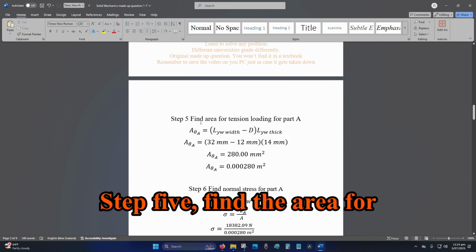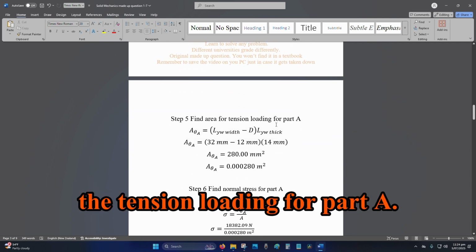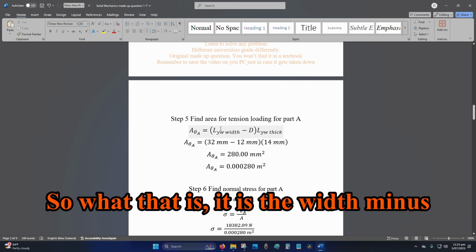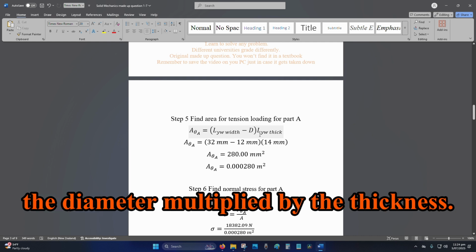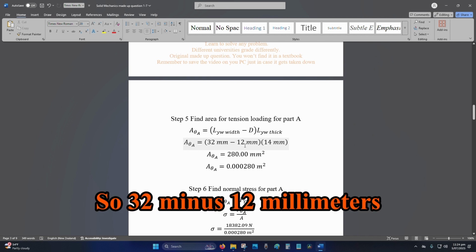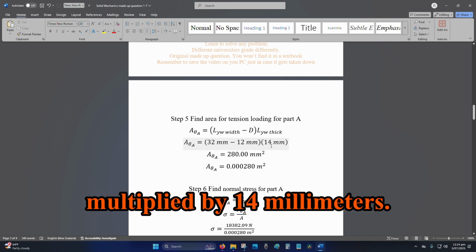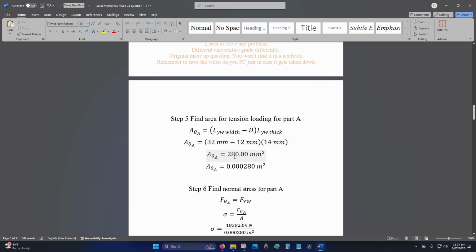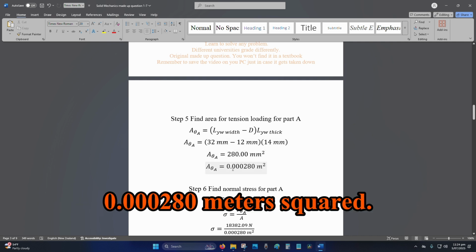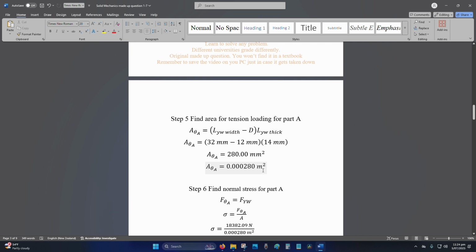Step 5, find the area for the tension loading for part A. So what that is, it is the width minus the diameter multiplied by the thickness. So 32 minus 12 millimeters multiplied by 14 millimeters, that's 280 millimeters squared, or 0.000280 meters squared.